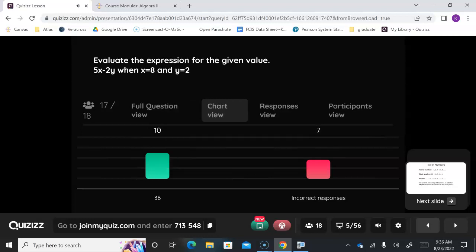All right, so we end up getting 36. 5 times 8 gives me 40. 2 times 2 gives me 4. 40 minus 4 gives me 36. Evaluate it. Okay, questions, comments, concerns, queries?